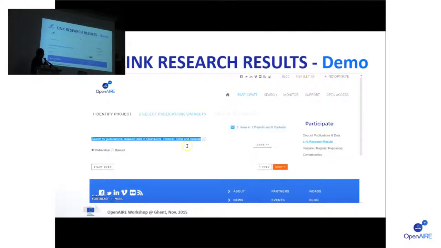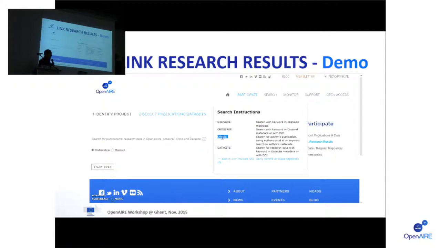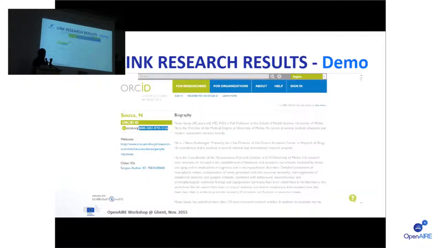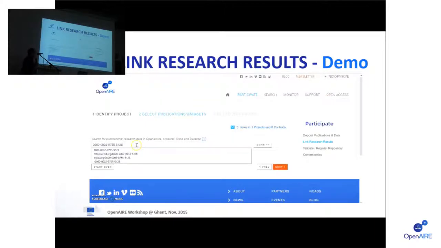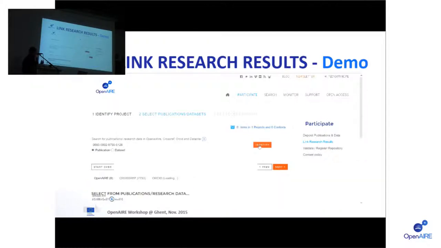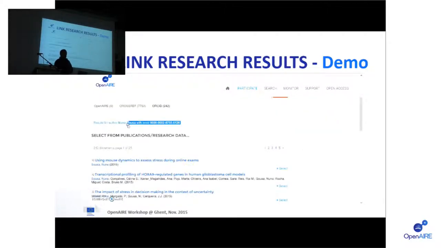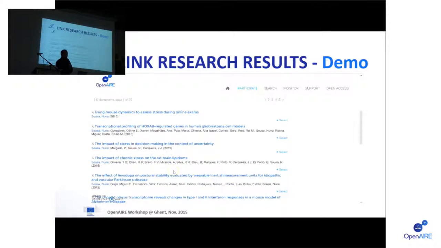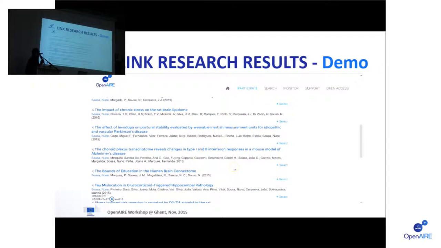You can search in OpenAIRE via DOI, DataCite or ORCID. I give here in this tutorial an example of searching using a University of Minho researcher's ORCID. So you just put this number and search, and you will see all the publications of this researcher, and you select the publications and claim these publications to your project easily. In the future, this claiming will be communicated to repository managers to improve the metadata in their repositories.